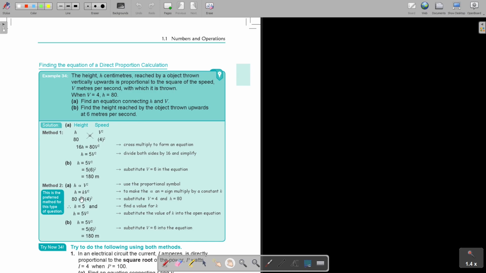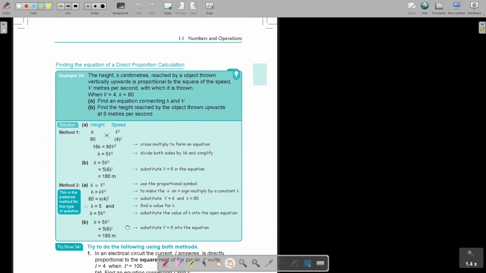Then to make it an equation, we put in k. We take these values and substitute them to find the value of k, and then there is my equation. As soon as I have my equation, I can find either v or h. In this case, they say find the height, so they've asked you to find h for the object thrown at 6 meters per second. So I just substitute v and I get my answer.